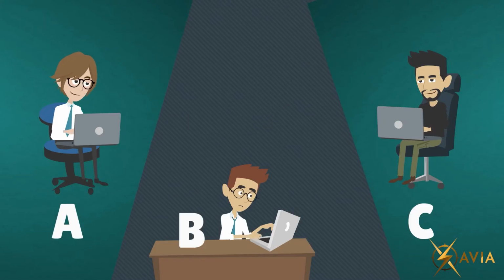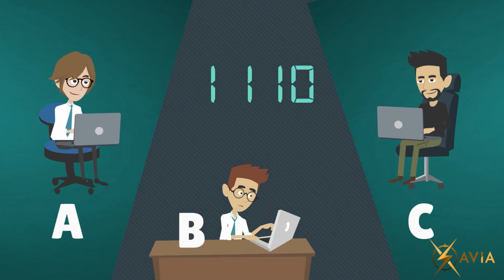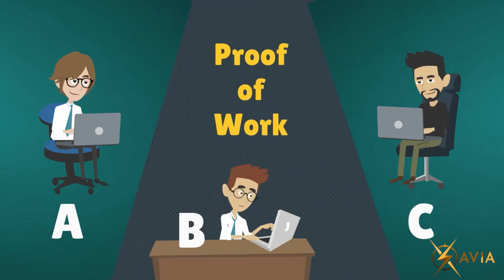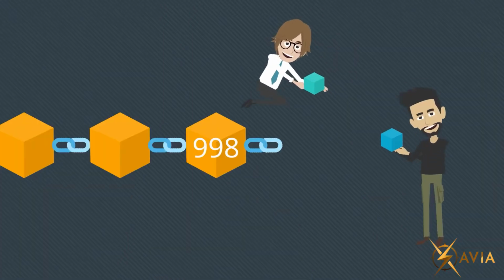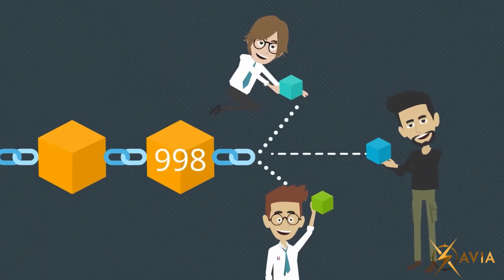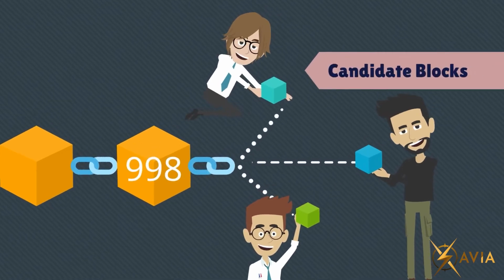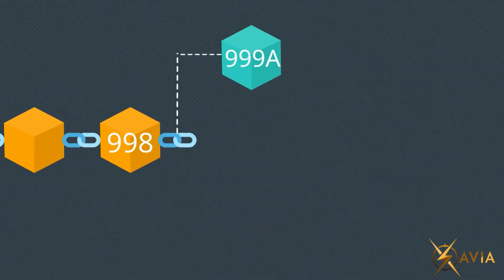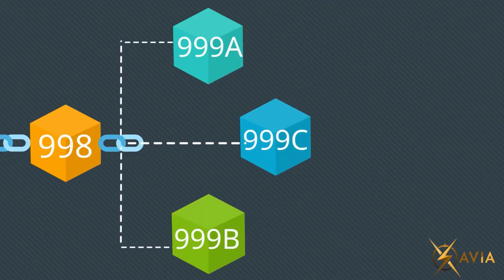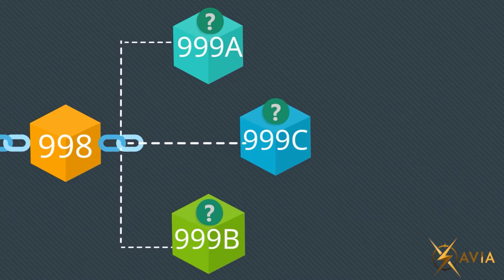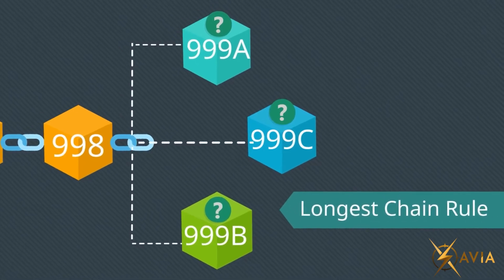To add the blocks, they have to solve a complex mathematical problem, and this is known as the proof of work. Let's assume all the 3 miners were able to solve this problem and have a proof of work. Now we have 3 different candidate blocks. Let's call them 999A, 999B, and 999C. Now, which of these blocks will form part of the valid block will depend on the longest chain rule.